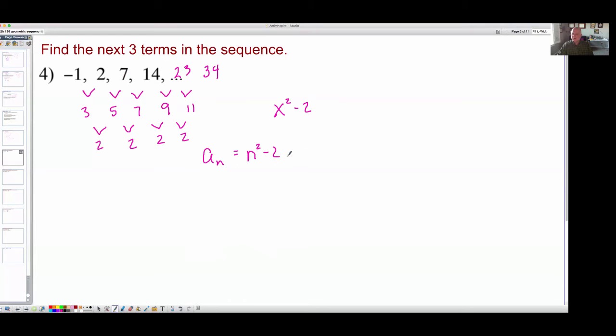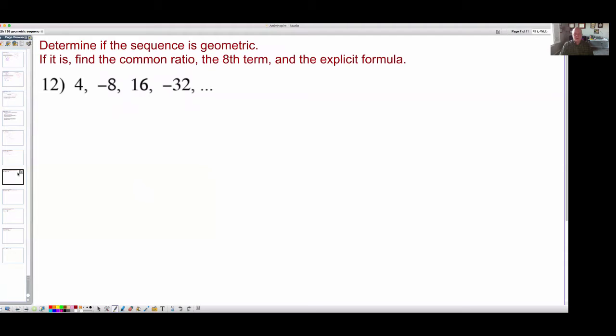So you can see that this is a quadratic. It's not a geometric sequence. Anyway, moving on. Determine if it's geometric. If it is, find the common ratio, the eighth term, and the explicit formula. This is an example from your homework.